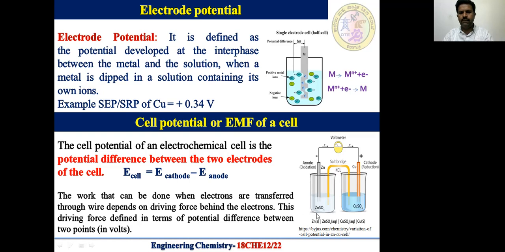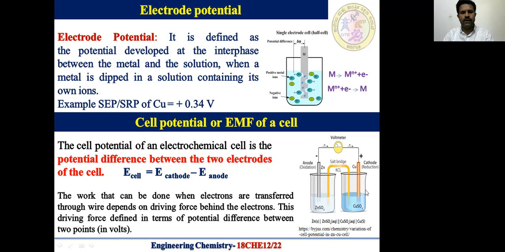The work that can be done when electrons are transferred through a wire depends on the driving force behind the electrons. So this driving force is called EMF or cell potential. That is the potential difference between anode and cathode. Hence, the cell potential of an electrochemical cell is the potential difference between the two electrodes of the cell.